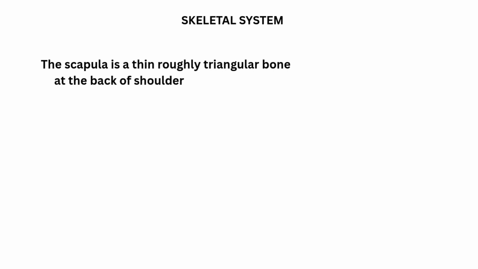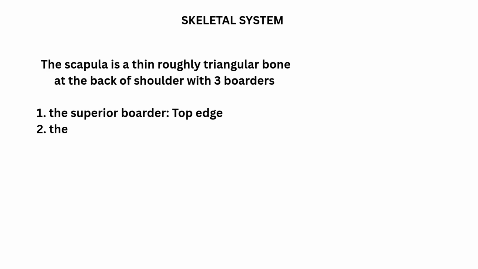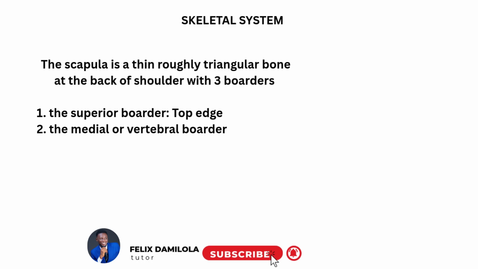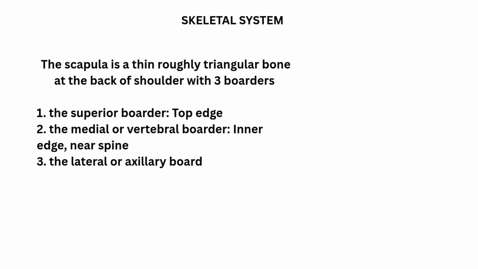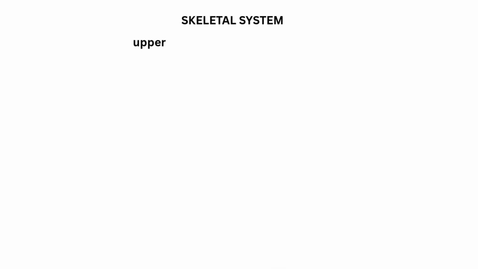The scapula is a thin, roughly triangular bone at the back of the shoulder with three borders. One, the superior border, top edge. Two, the medial or vertebral border, inner edge near the spine. Three, the lateral or axillary border, outer edge near the armpit.